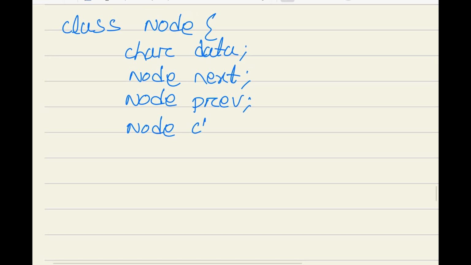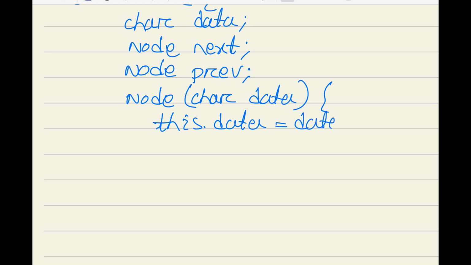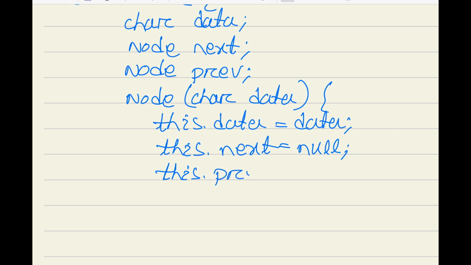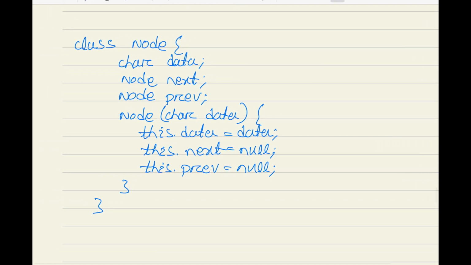node, char data, and here we can write this dot data equal to data, then this dot next equal to null, this dot previous equal to null. So end of constructor, end of class. So this is all about class node. We have discussed this earlier.